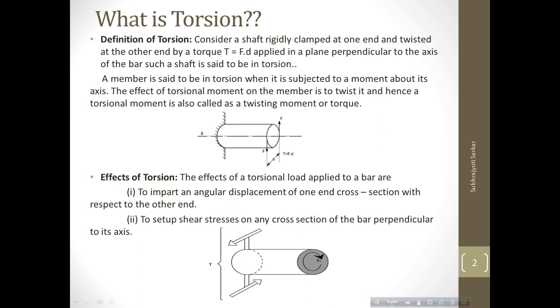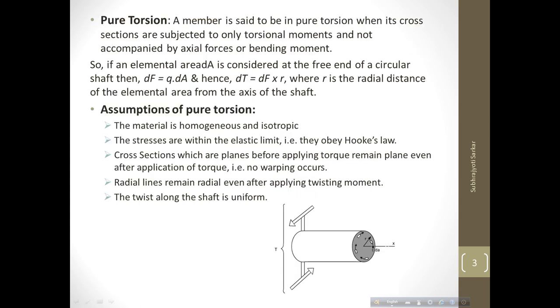The effect is nothing but to impart an angular displacement of one end cross section with respect to the other end. It will twist the bar, or displace the bar at an angle, and thereby it will generate a stress which will be tangential in nature, and thereby a shear stress. It will generate a shear stress on the cross section of the bar, which will be perpendicular to the axis. So let's move on to the next slide.